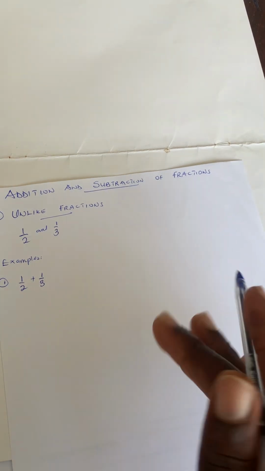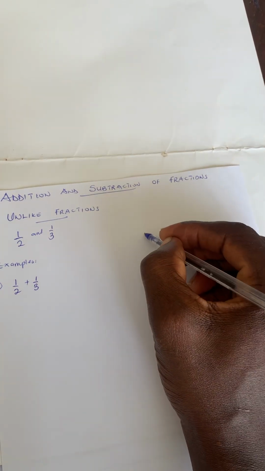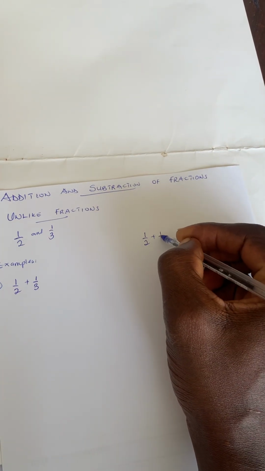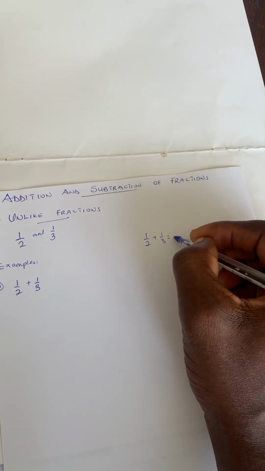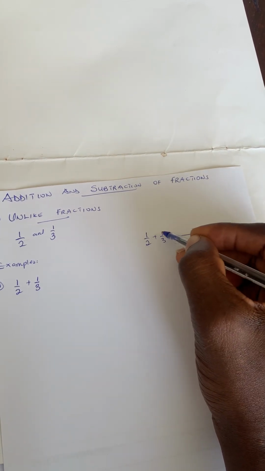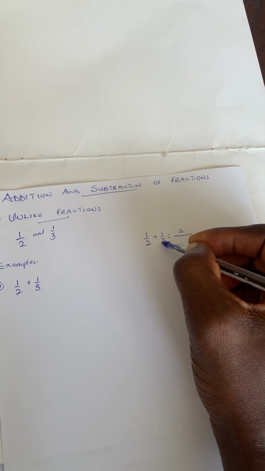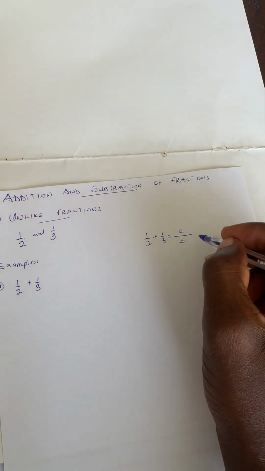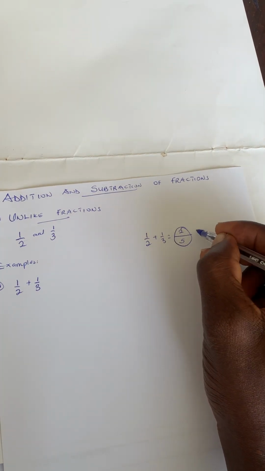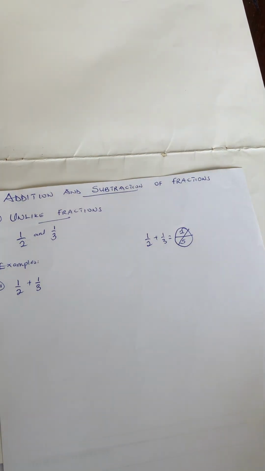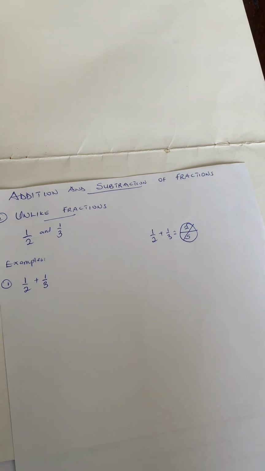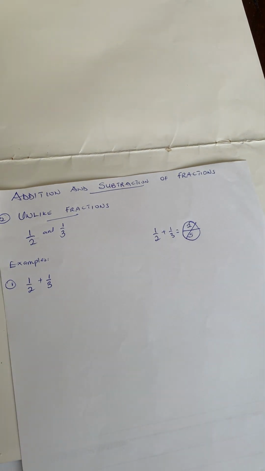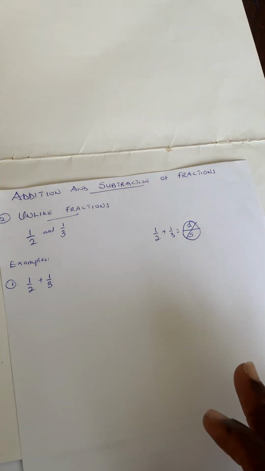One may be tempted to say that 1 over 2 plus 1 over 3 is equal to the sum of the numerators and denominators: 1 plus 1 is 2, and 2 plus 3 is 5. So 1 over 2 plus 1 over 3 equals 2 over 5. No, please, this is not correct. It has a few steps that we are going to go through before we get the correct solution.